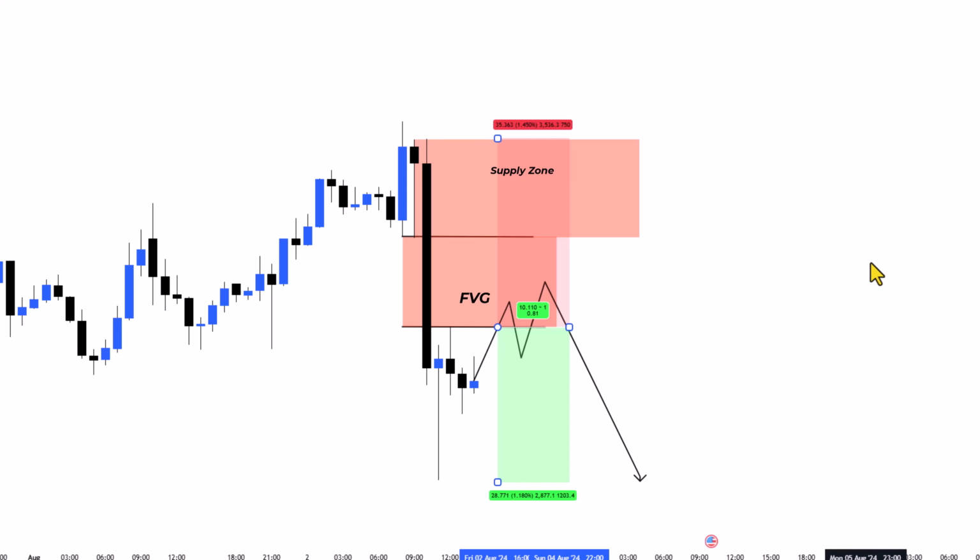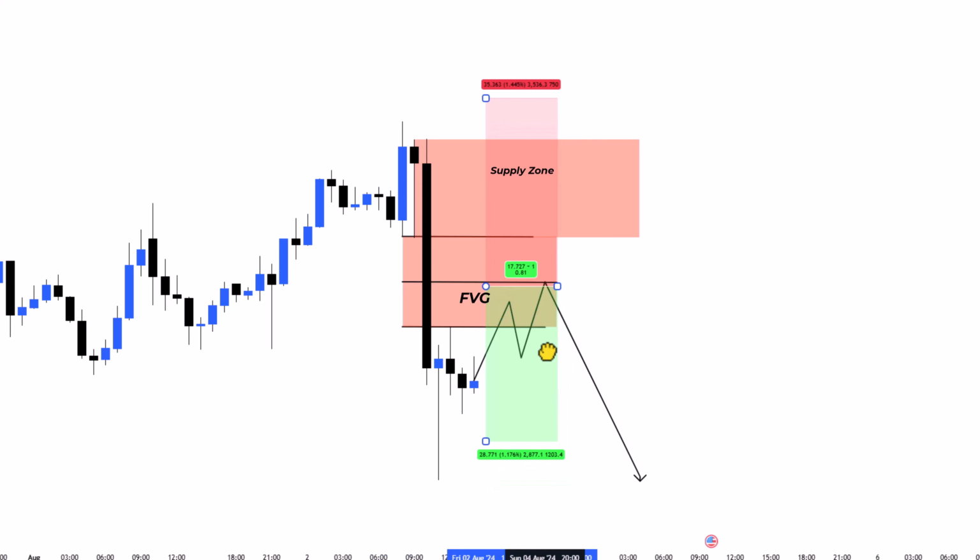And things don't really get much better if you use the midpoint of the fair value gap, which I see plenty of people doing. If I enter from the middle of this gap, my stop is still either sitting in a danger zone or it's still way too big.